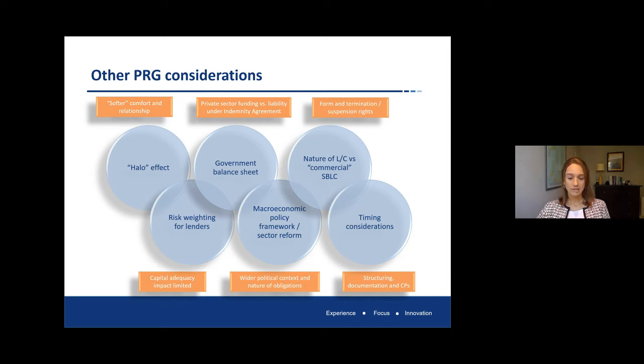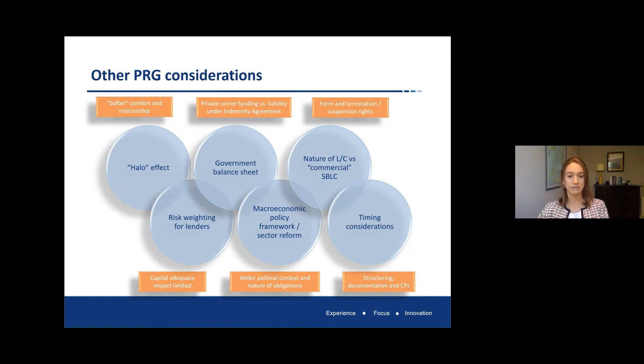Briefly on the nature of the LC itself. We've discussed the reasons for having the LC in a liquidity PRG scenario, particularly in the power sector. One thing just to bear in mind is that the PRG LC does not take the same form as your standard commercial standby letter of credit. Now, that's not to say it is not a very useful LC and it doesn't have the desired effect, but just wanted to draw attention really to the fact that it is a conditional LC, not an unconditional LC.